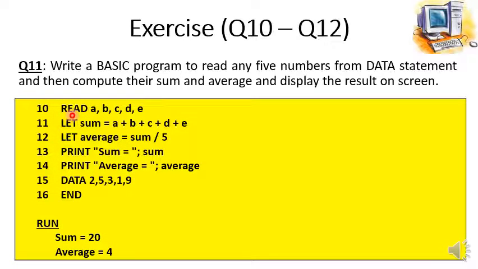First of all, we will write a read statement, in which we will declare 5 variables, because here we have to read 5 numbers from the data statement. So for that purpose we will need 5 different variables. So in the read statement we are writing 5 variables A, B, C, D and E. Then in the next statement, because we are going to find out the sum and average, first of all we have to find the sum. Let sum is equal to A plus B plus C plus D plus E, and then let average be sum divided by 5, because the formula for finding the average is the sum of all the numbers divided by the number of numbers, or you can say the number of figures, or you can say the number of digits that we have added.